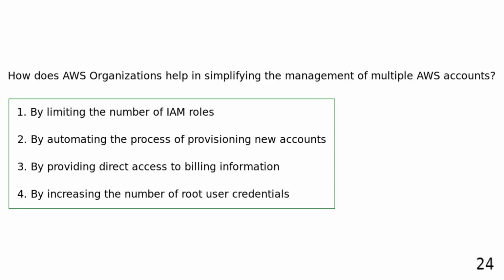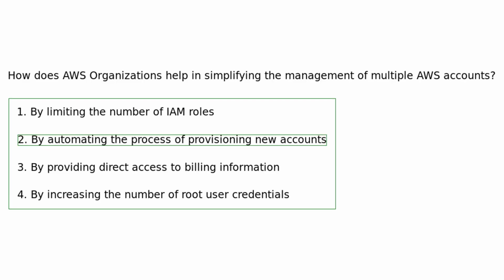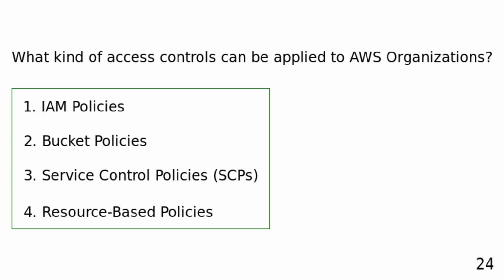How does AWS Organizations help in simplifying the management of multiple AWS accounts? By limiting the number of IAM roles. By automating the process of provisioning new accounts. By providing direct access to billing information. By increasing the number of root user credentials. AWS Organizations simplifies the management of multiple accounts by automating the process of provisioning new accounts based on predefined templates and policies.